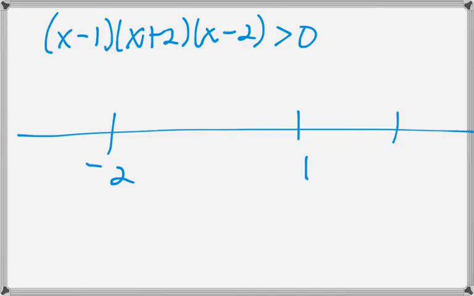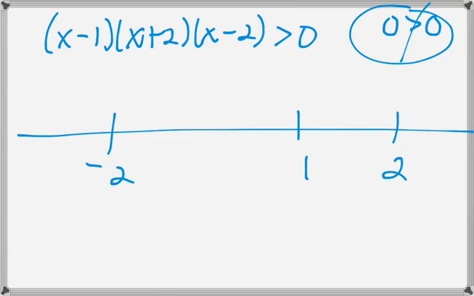So I'm going to mark our zeros on our number line, but now those are not solutions. If we plug in any of these 3 numbers for x, we get 0 on the left, and this statement, 0 greater than 0, is false. So these 3 numbers are not solutions. So I'm going to mark that on here with open circles to show that we're not including those as solutions, but they are separating the different intervals that we need to look at.